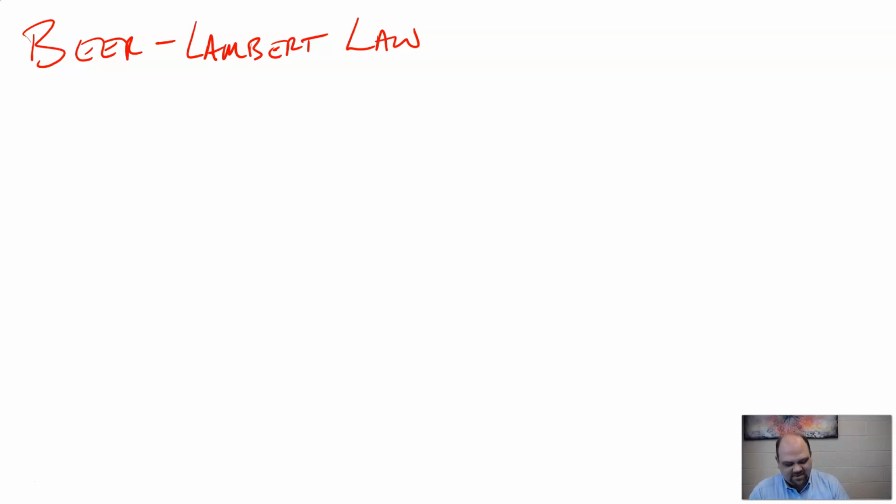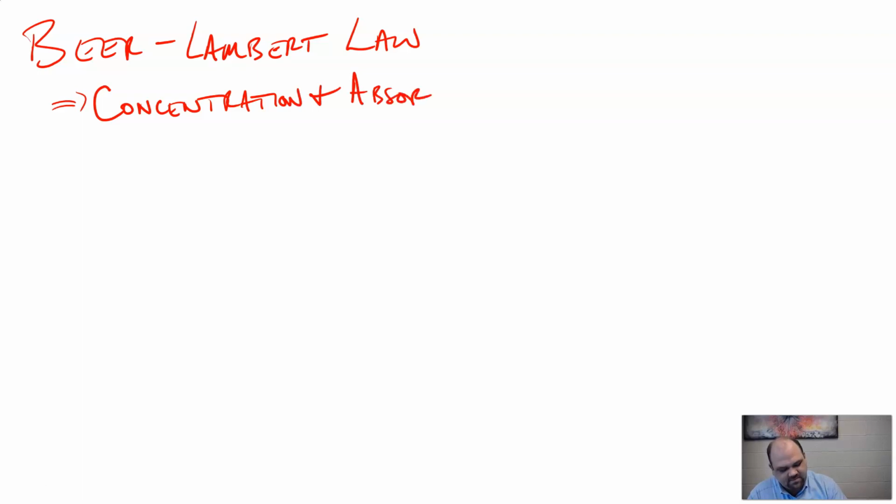So, the Beer-Lambert Law is essentially a relationship that says that the correlation between the level of intensity, absorbance, is linear with respect to concentration to a certain extent. So there are some limitations here. But this goes with the fact that concentration and absorbance have a linear relationship.